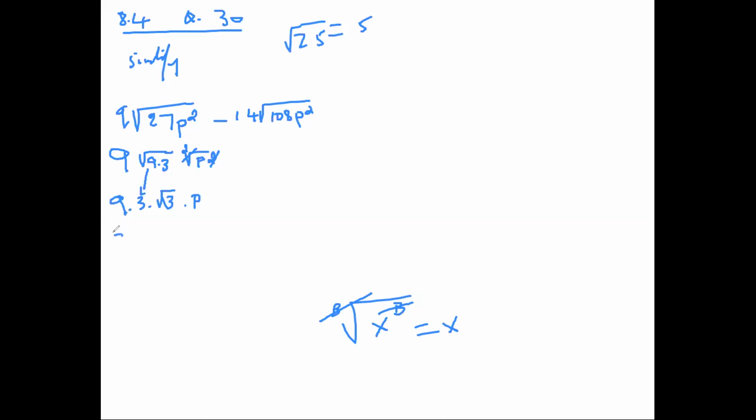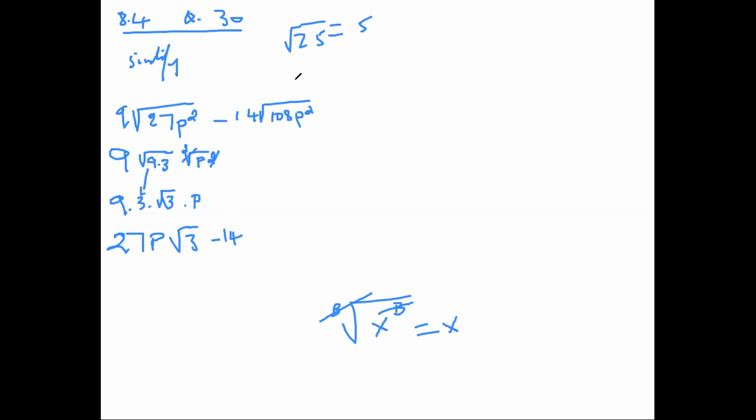So we have 9 or 27. We can bring this p to the front, and radical 3 here. Okay, minus 14 for this one.